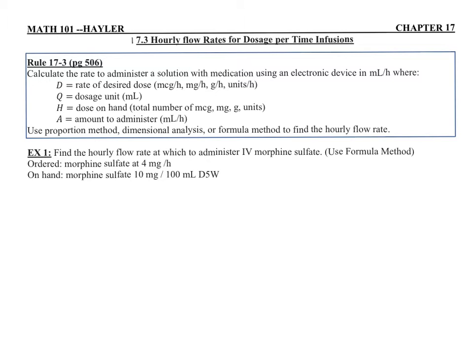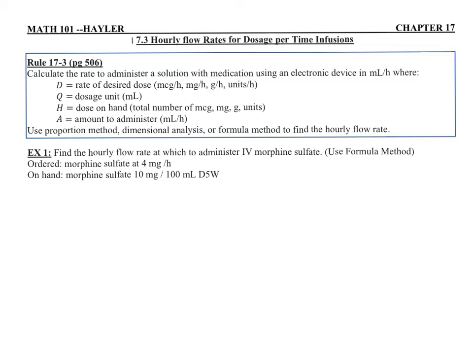So for the first example, find the hourly flow rate at which to administer IV morphine sulfate. Use the formula method. So we have ordered morphine sulfate at 4 milligrams per hour, and on hand we have morphine sulfate 10 milligrams per 100 milliliters, D5W.